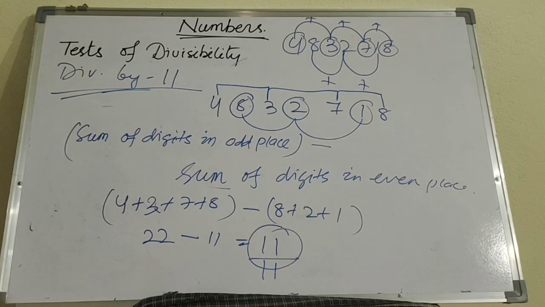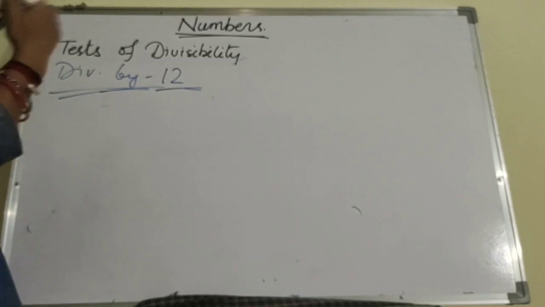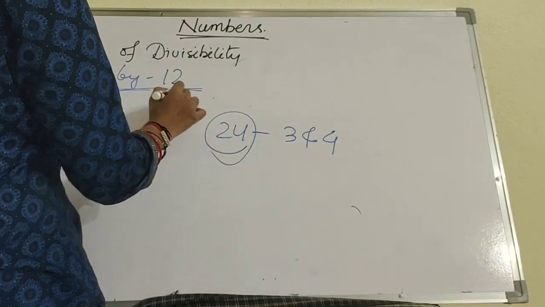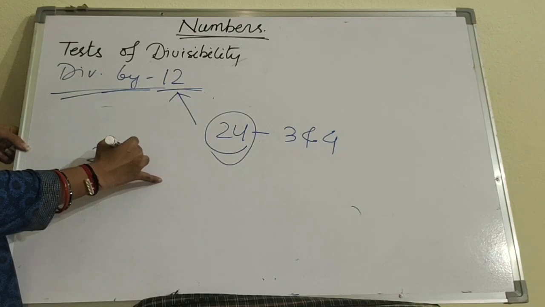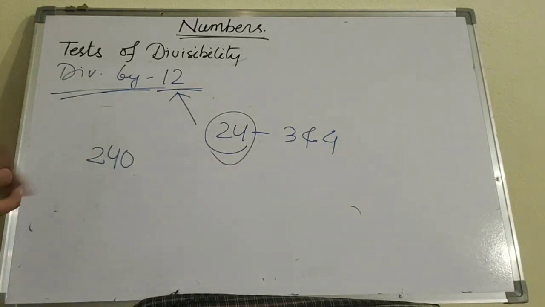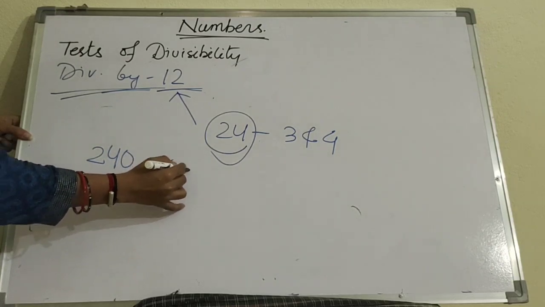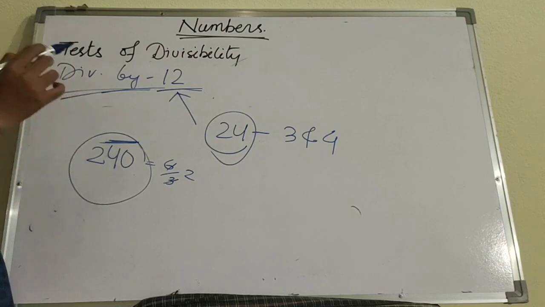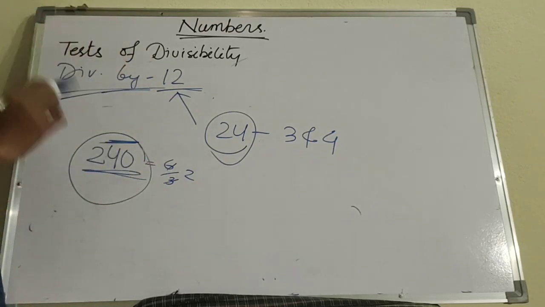For 12, let me explain. The divisibility rule for 12 is, if a number is divisible by both 3 and 4, then that number is divisible by 12. Suppose 24. 24 is divisible by 3 as well as 4, so 24 is divisible by 12. For 240, the rule for divisibility by 3 is to add the digits: 2 plus 4 plus 0 is equal to 6, and 6 is divisible by 3. For 4, if the last two digits are divisible by 4, the number is divisible by 4. So 240 is divisible by both 3 and 4 at the same time, which means this number is divisible by 12.